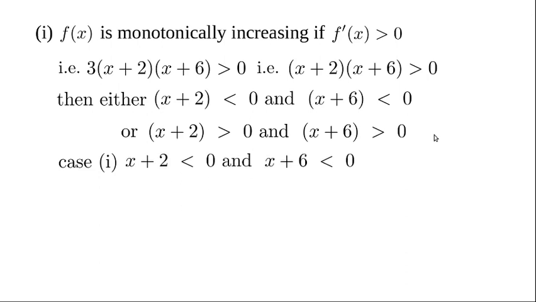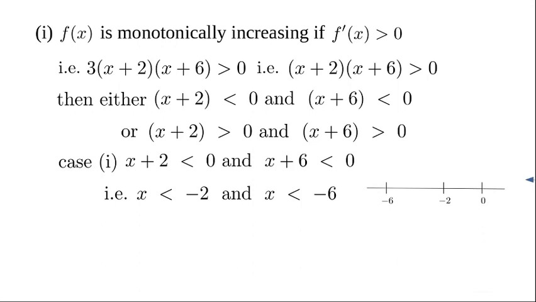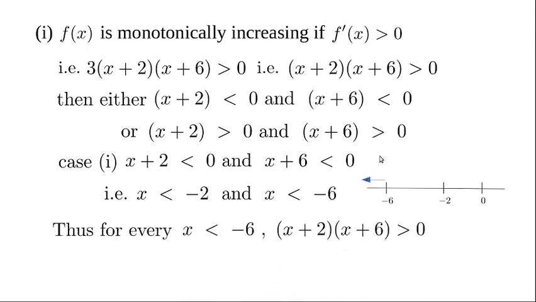x plus 2 negative and x plus 6 also negative. That is, x is less than minus 2 and x is less than minus 6. Then on the number line we can easily understand that for all the values of x which are less than minus 6, f dash of x is positive. So whatever is less than minus 6 is always less than minus 2 also. So both the conditions are satisfied by these values of x. Thus for every x less than minus 6, x plus 2 into x plus 6 is greater than 0.